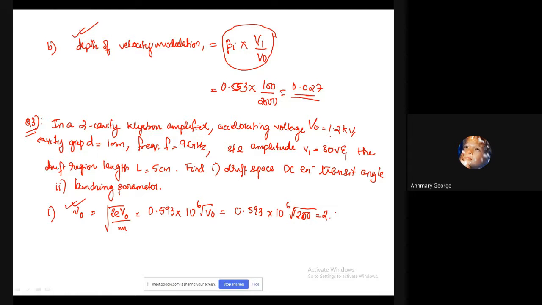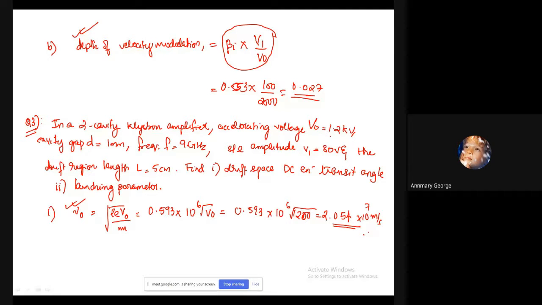Therefore, we will get 2.054 into 10 raised to 7 meter per second. Have you completed this part? V0 is 2.054 into 10 raised to 7 meter per second.